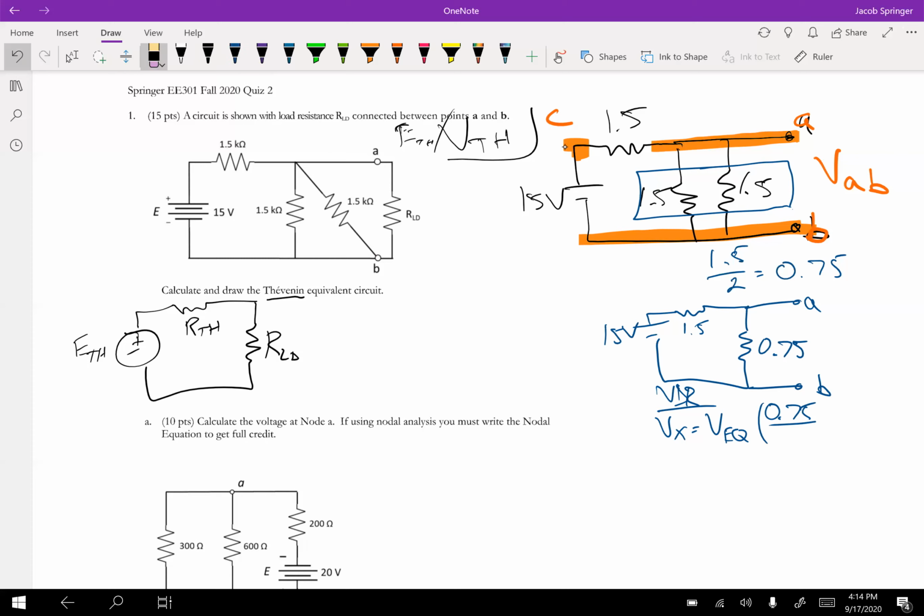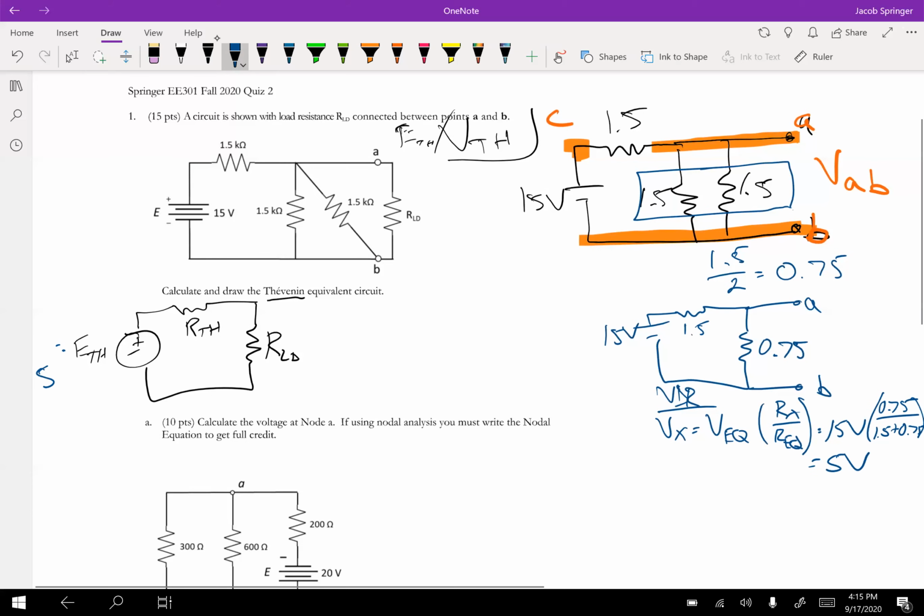Actually, before I do that, I'll write the equation just so that we're clear on all parts of the equation. Rx over Req. So the VEQ, the voltage being shared, is 15 volts between those series resistors. I'm looking across the 0.75 resistor, and 1.5 plus 0.75 comes out to 5 volts. So on my Thevenin circuit over here, the Thevenin voltage is 5 volts. So that is for my Thevenin voltage.